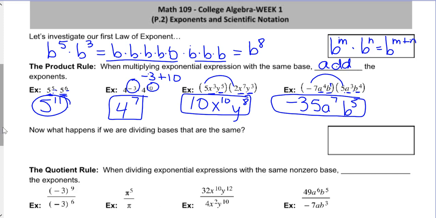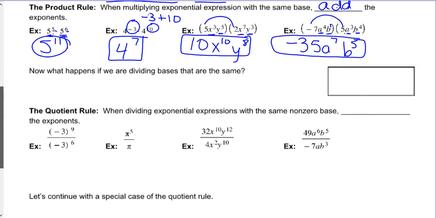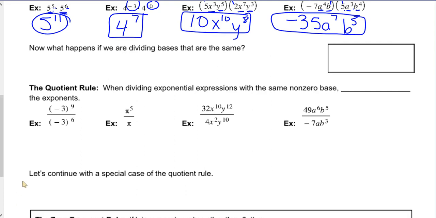Okay? Now, what happens if I have bases that are the same that I am dividing? For instance, say I use that b to the 5th and b cubed again: b to the 5th, and I'm dividing by b cubed this time.